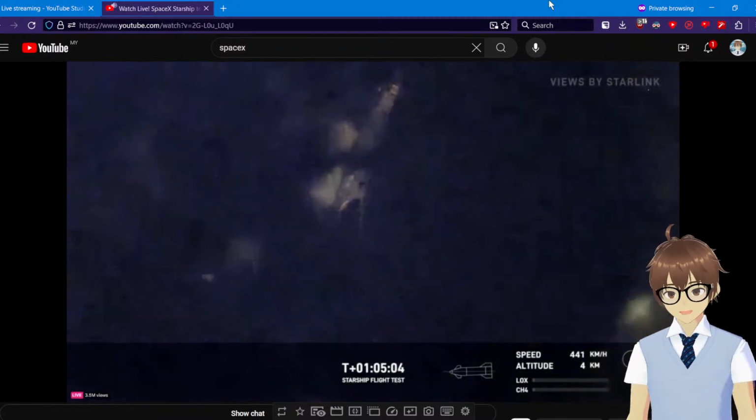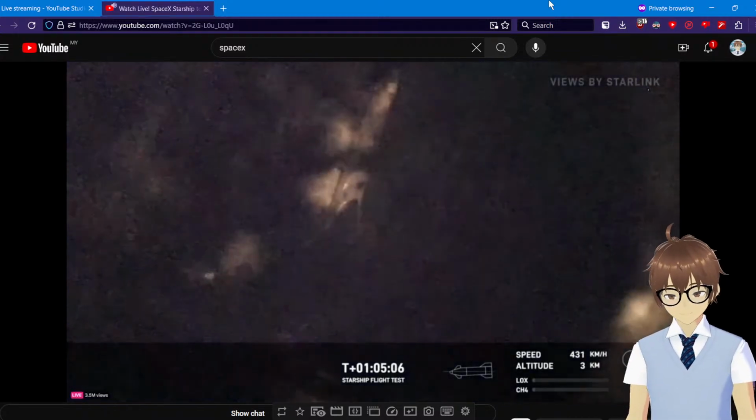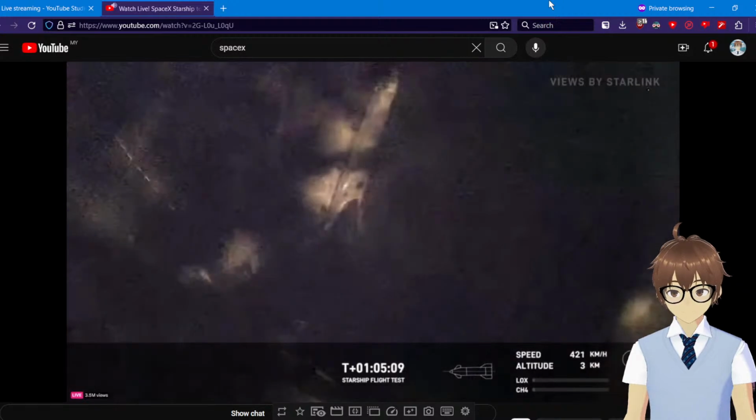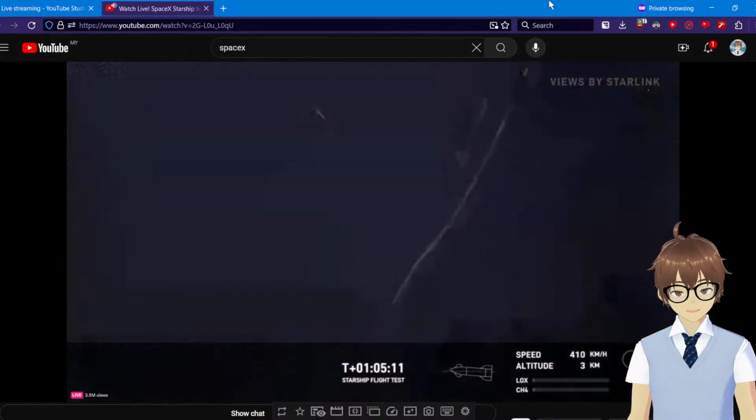The crowd is very excited to get this view of that flap. Altitude is 4 kilometers. Starship is still maneuvering, passing through 5 kilometers altitude. Nice. Okay, come on. Hopefully we are able to land this time.